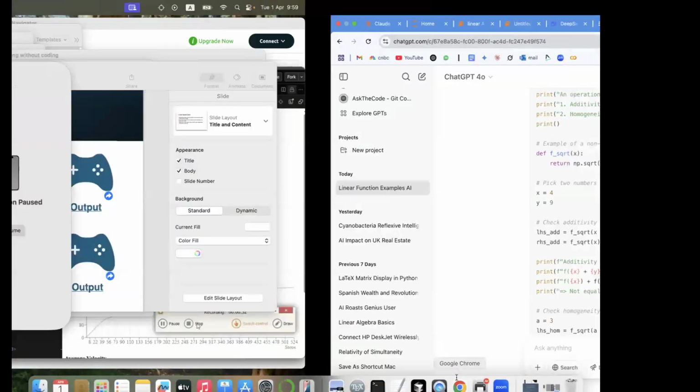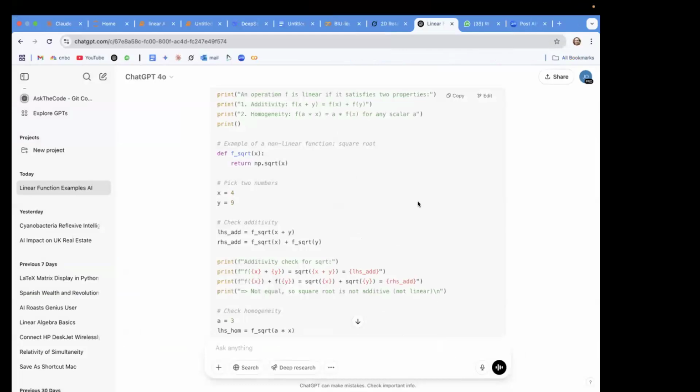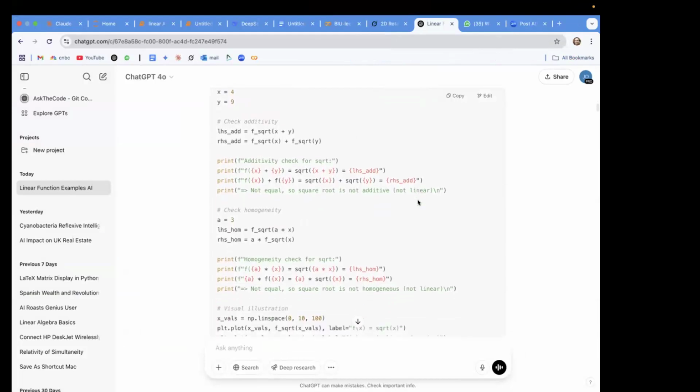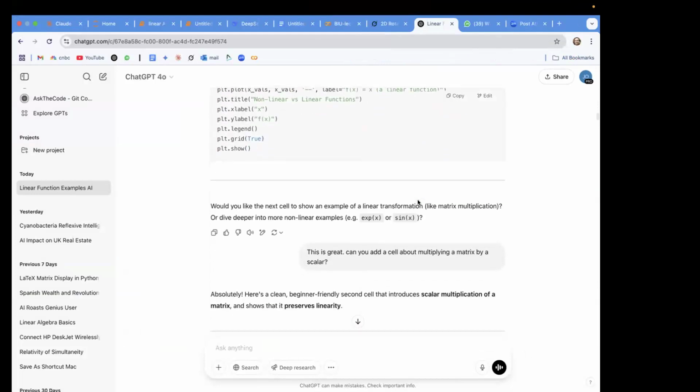Okay, great. So what you see here is the thread I did. I think it was with, yes, ChatGPT. Let's see a few interesting things.